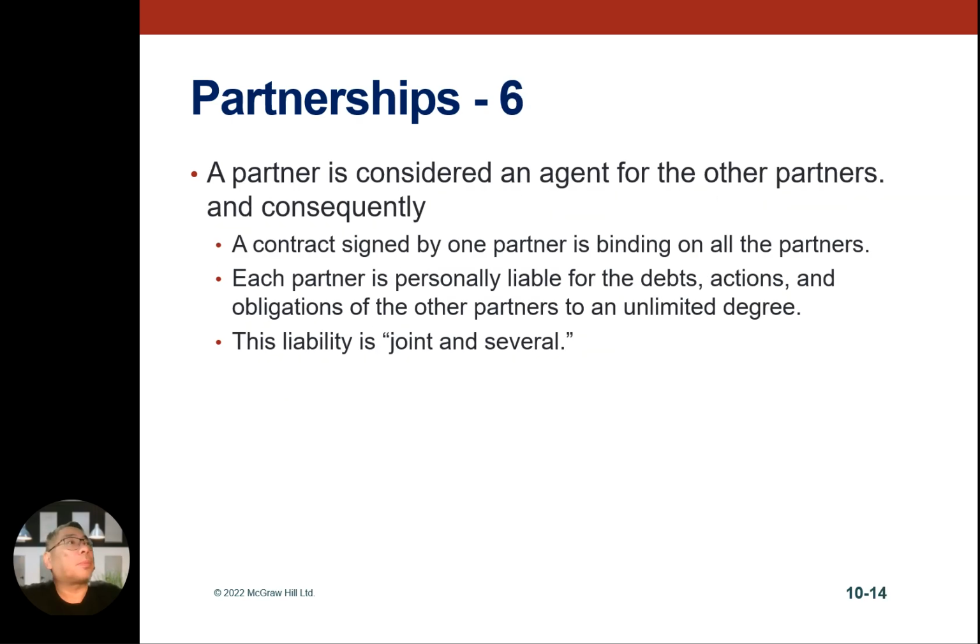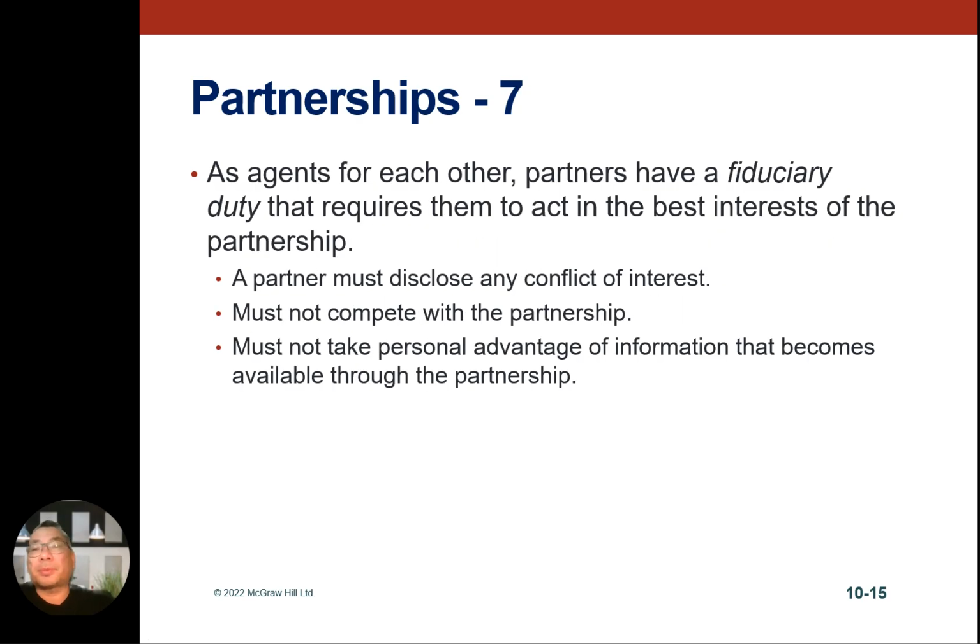Number 6. A partner is an agent for the other partners, and consequently a contract signed by one partner is binding on all partners. Each partner is personally liable for the debts, actions, and obligations of the other partners to an unlimited degree. This liability is called joint and several. Number 7. As agents of each other, partners have a fiduciary duty that requires them to act in the best interest of the partnership.